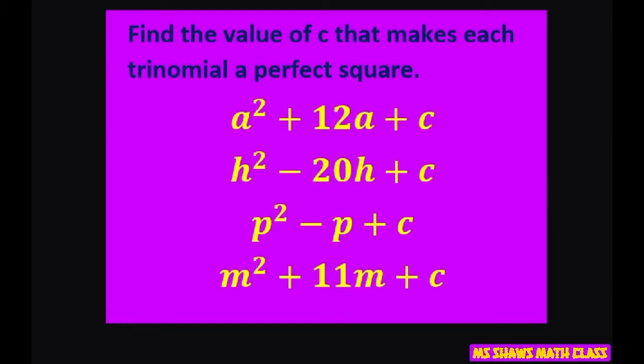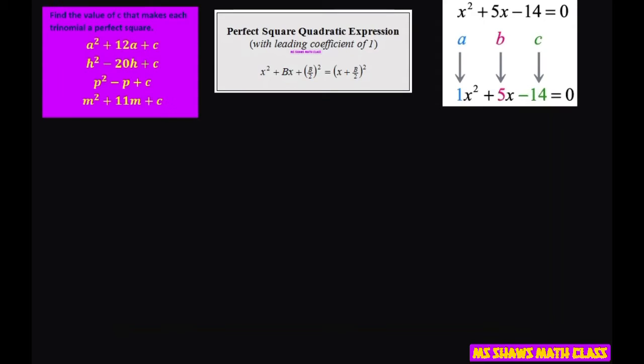Hi everyone, we're going to find the value of c that makes each trinomial a perfect square. So basically for the first one, we're using a perfect square trinomial. All the lead coefficients here are 1. So you're just taking your second term, your b term, even though there's an a. It's the one with the linear term. And you take half of it and square.